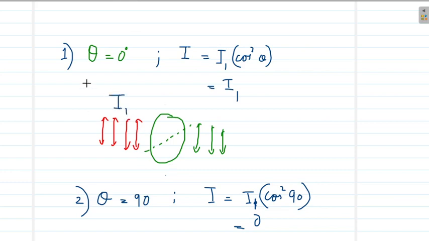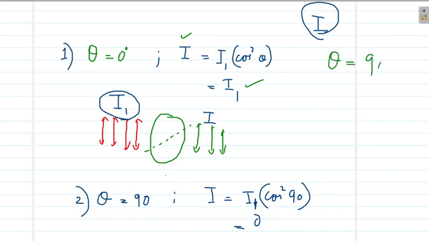Here I1 is the intensity of the incident plane polarized light and I is the intensity of the transmitted light, which is also plane polarized. We will use I0 intensity for some unpolarized light. So let us stick to this notation, I and I1. So these exact same scenarios will be repeated when theta is equal to 90 degree, when theta is equal to 180 degree, and when theta is equal to 270 degree.